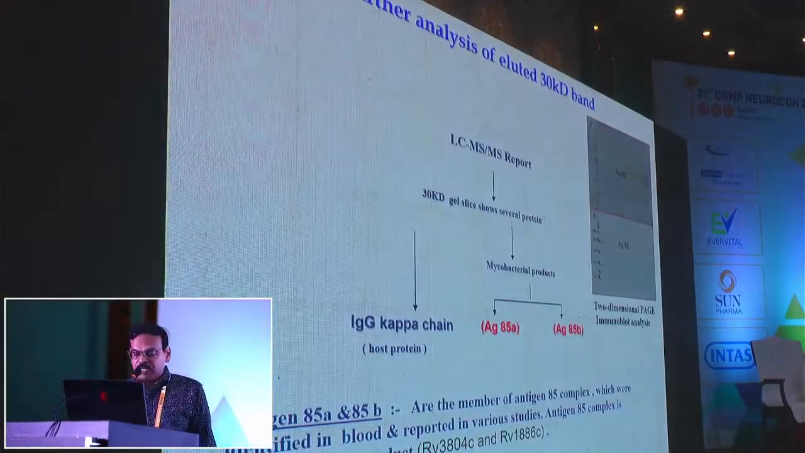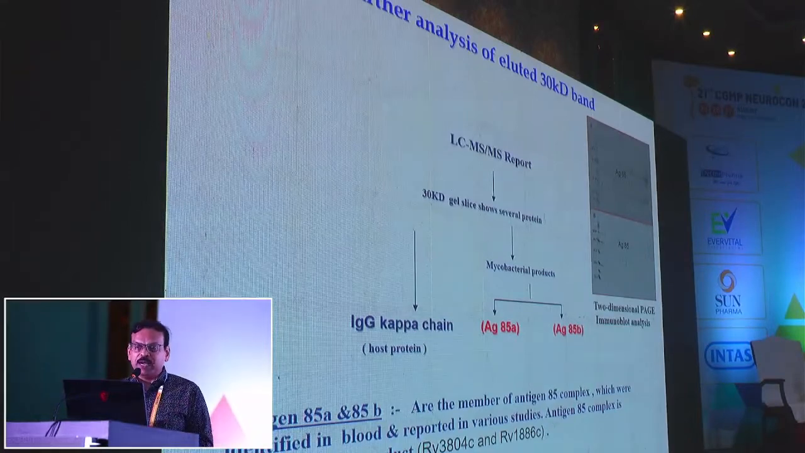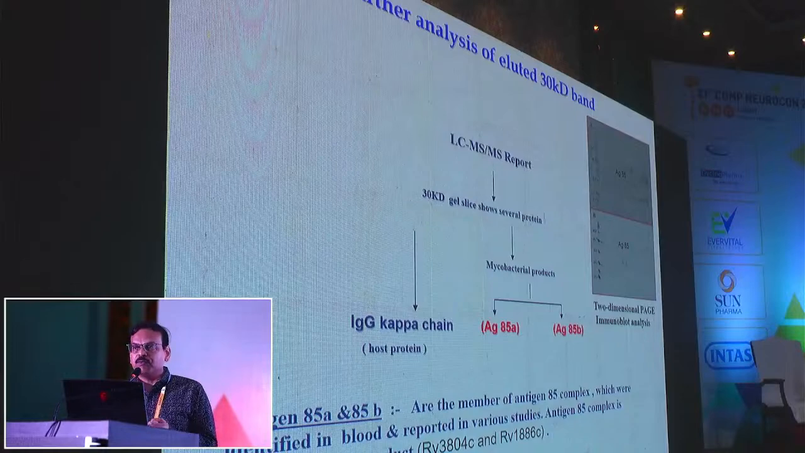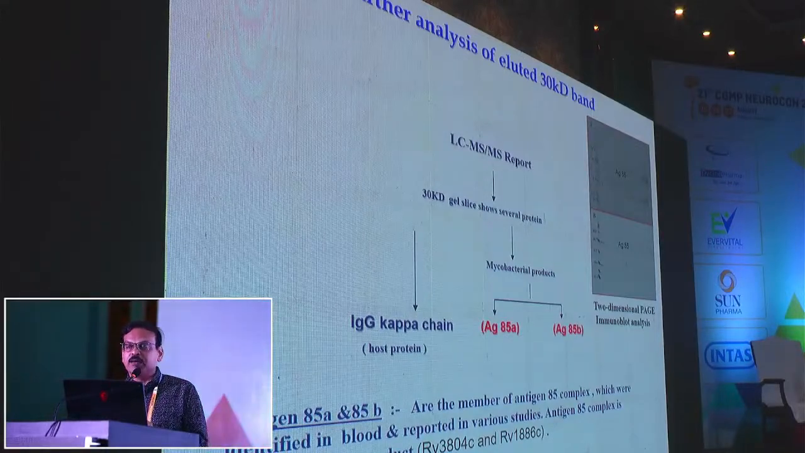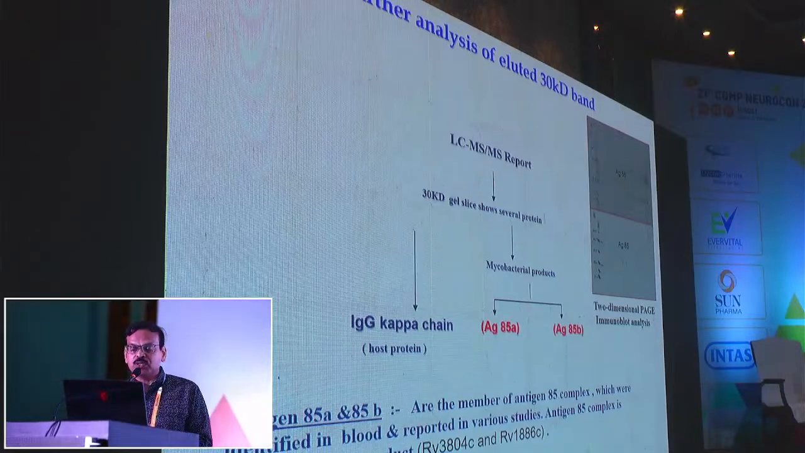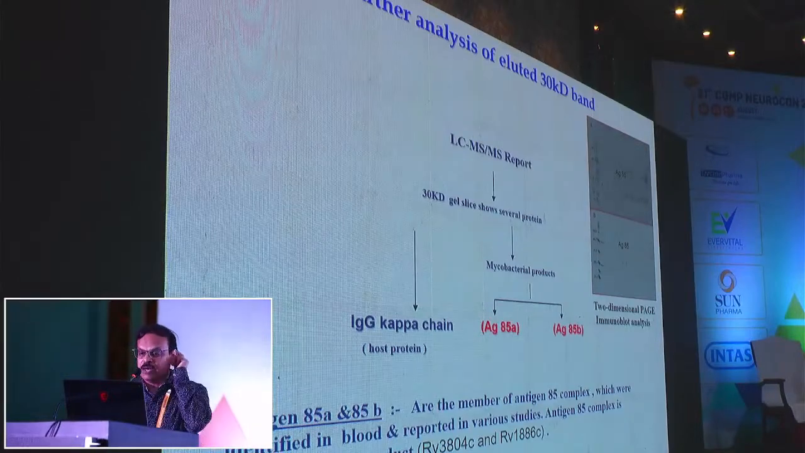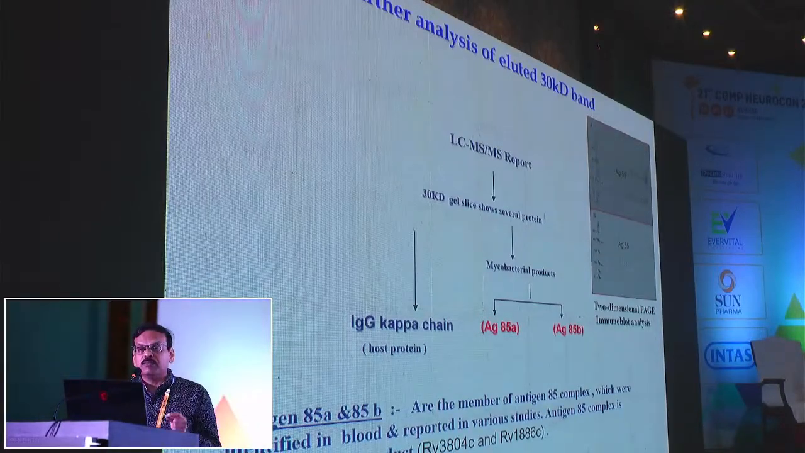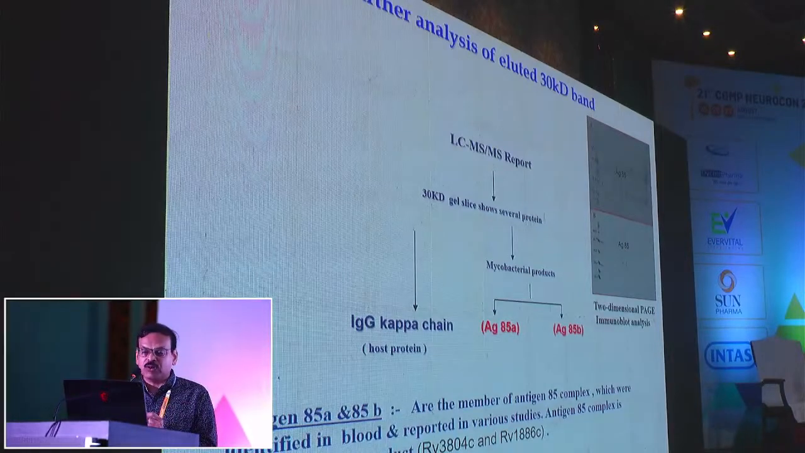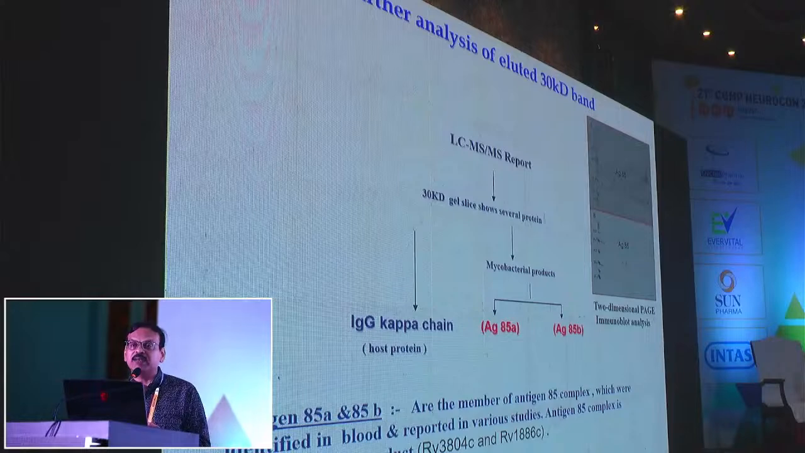So we went ahead further. What we did was, we took this 30 kD band, we eluted it, and we did immunoblot analysis and mass spectrometry. And it showed that there were different proteins in that. There was a host protein, IgG kappa. Along with that, we found antigen 85A and antigen 85B. Antigen 85A and B are the antigen 85 complex, which have been identified in blood previously. And these are the microbial products of Rv3804c and Rv1886c.